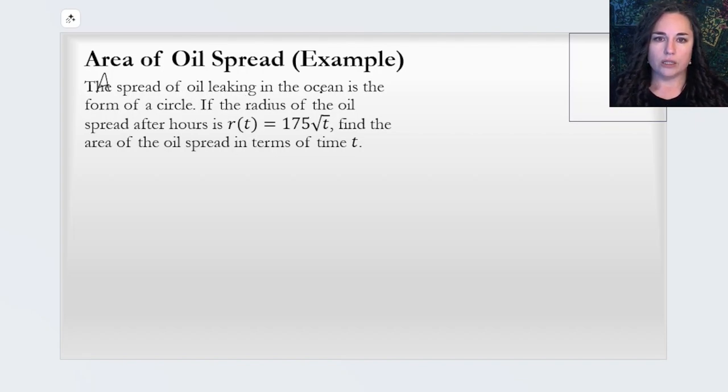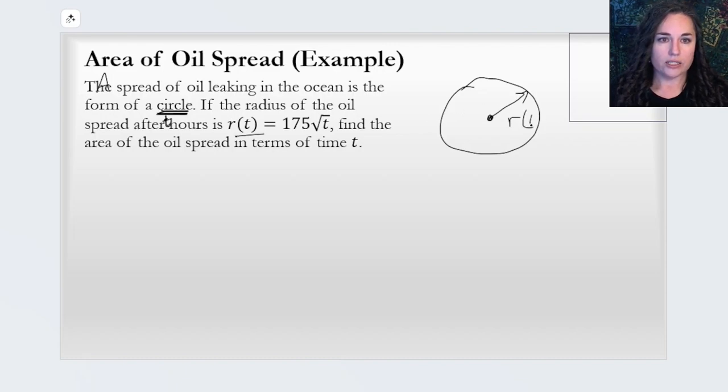So the oil in the ocean is in the form of a circle. How convenient. We know the area of a circle. Pretend that's my perfect circle of oil out in the ocean and it has some radius r. And what it tells us is the radius of the oil spread after t hours is r of t.